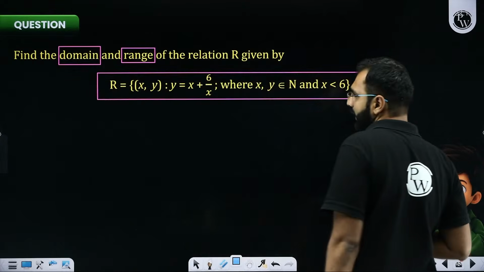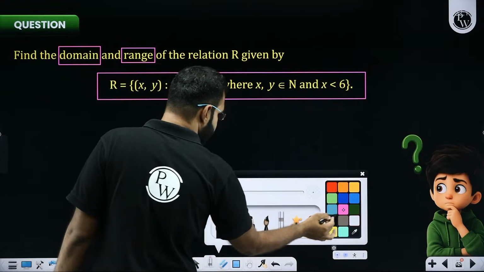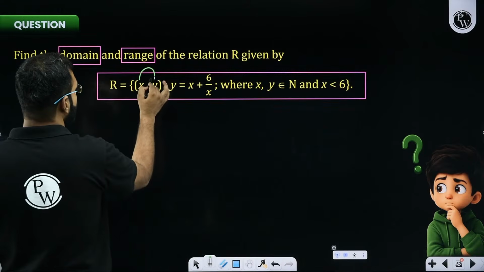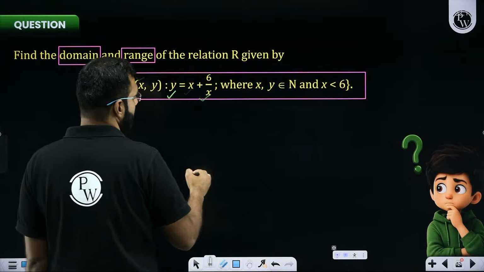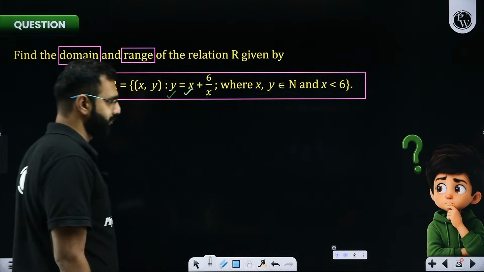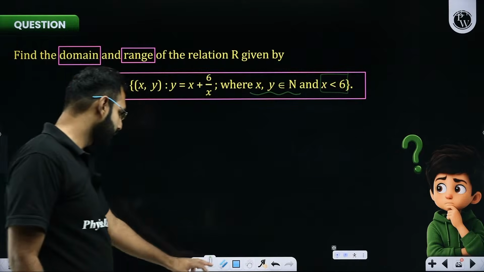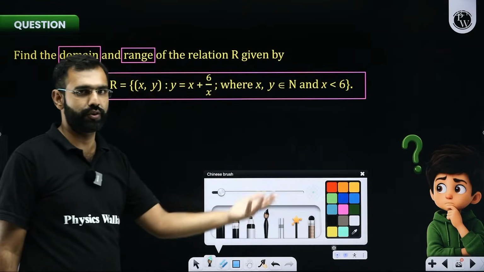Excellent. Okay, let's understand this relation first of all. This relation says that it has an ordered pair x comma y, where y is x plus 6 by x, where x and y both are natural numbers and x is less than 6. So if x is less than 6, let me define this set in roster form.